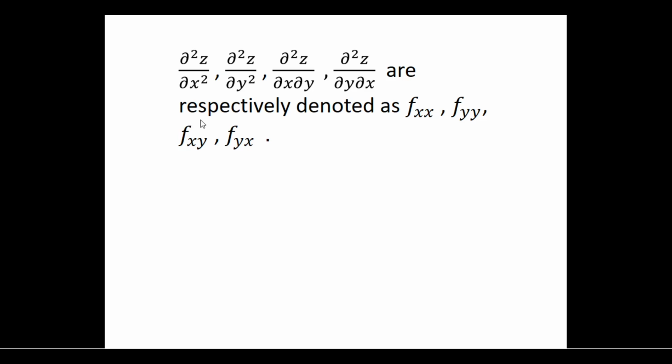So again, these second order derivatives can also be denoted as dou square z by dou x square as fxx, dou square z by dou y square as fyy, dou square z by dou x into dou y as fxy, dou square z by dou y into dou x as fyx.